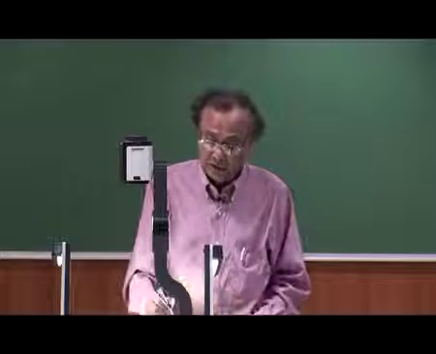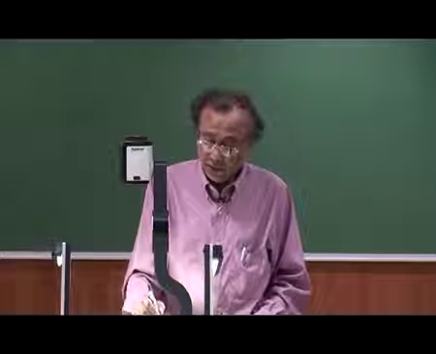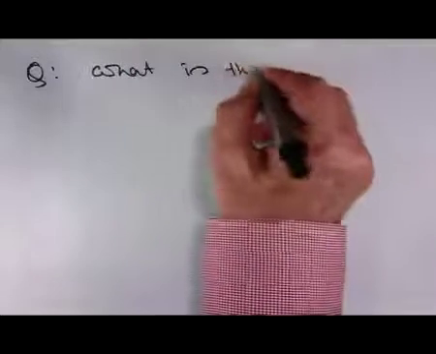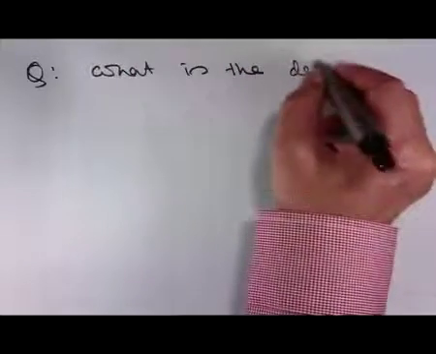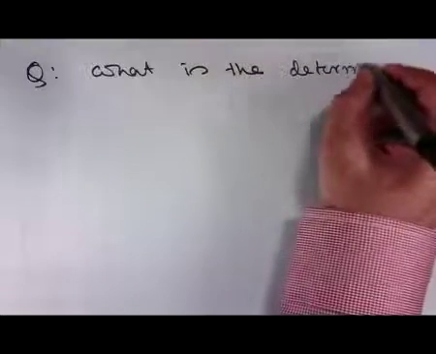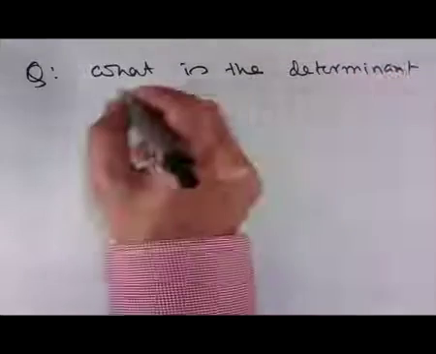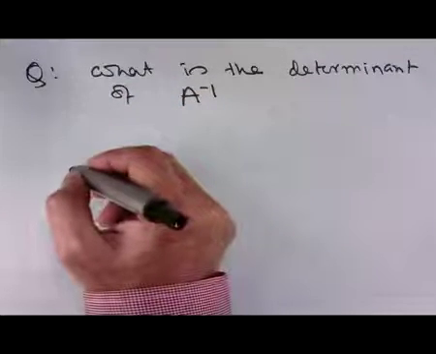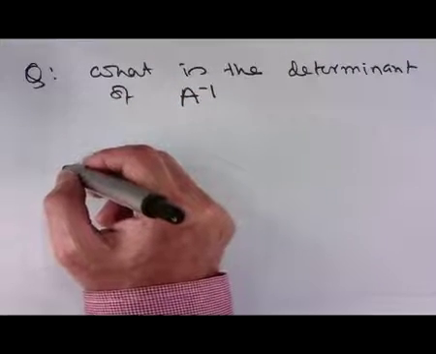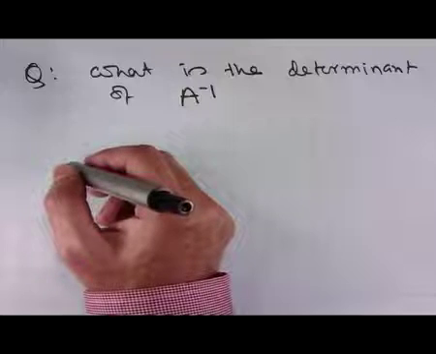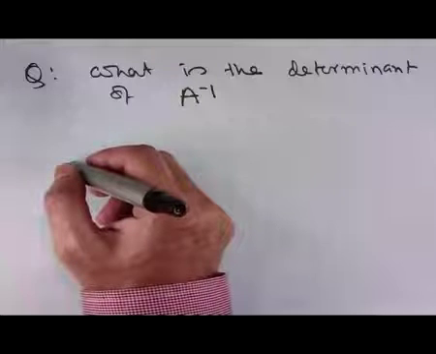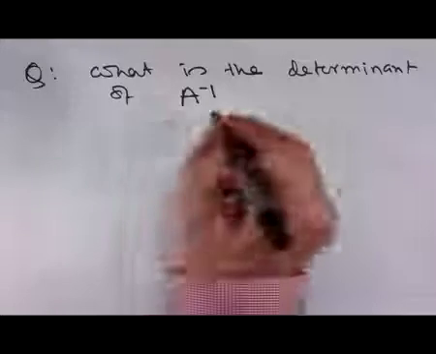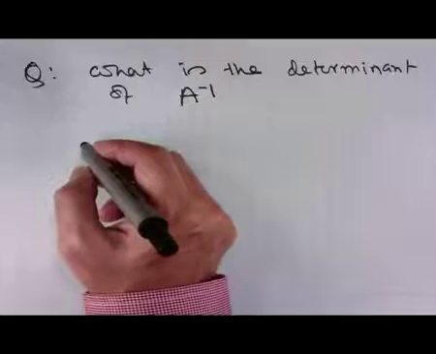Now, the question is, what is the determinant of A inverse? That means, if we have the determinant of A, then what is going to be the determinant of A inverse?